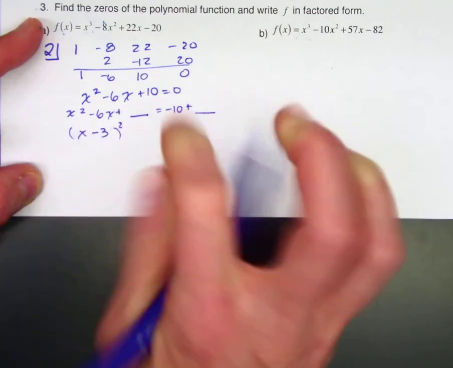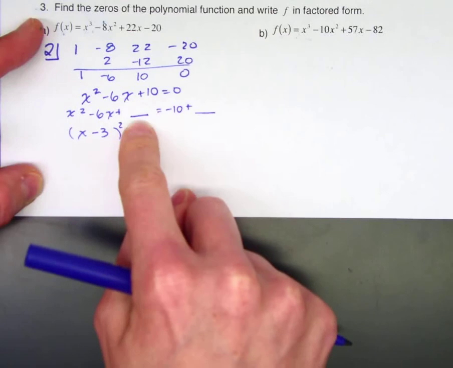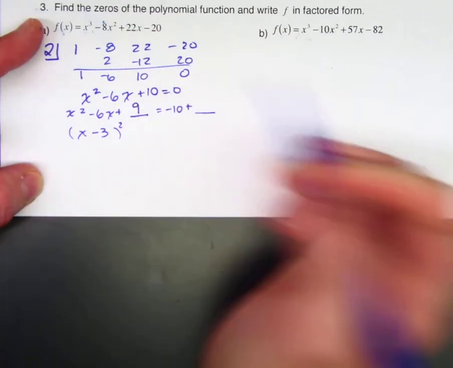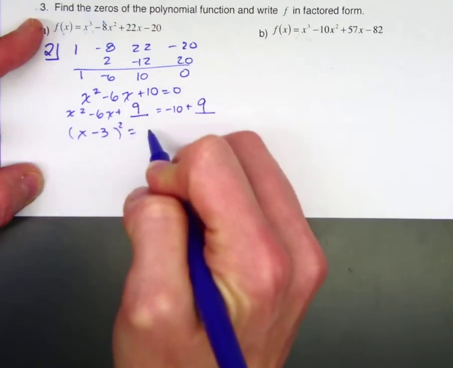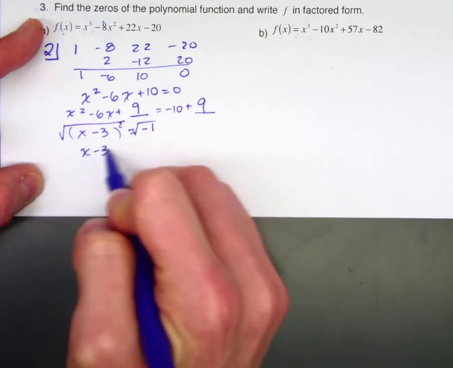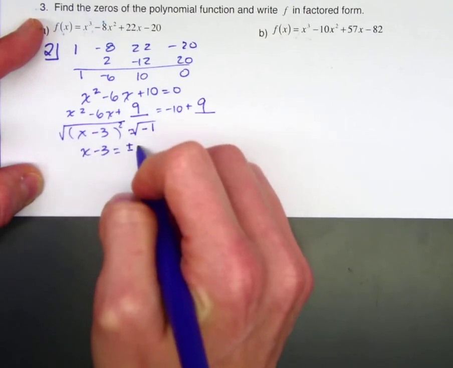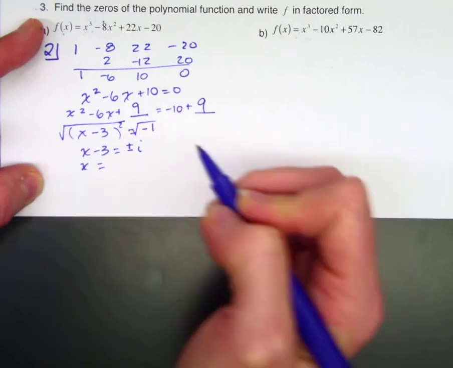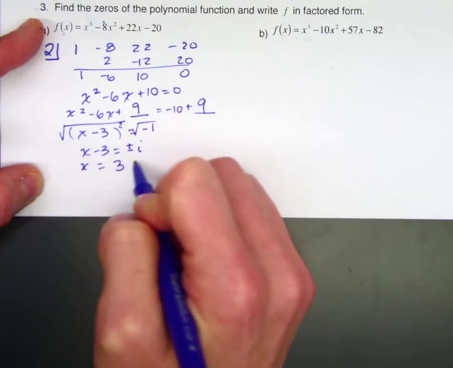But obviously, anytime you square a negative, this third term is always going to be positive. So 3 squared is 9. So this equals negative 1. Take the square root of both sides. You get x minus 3 equals plus or minus i. So then x equals positive 3 plus or minus i.